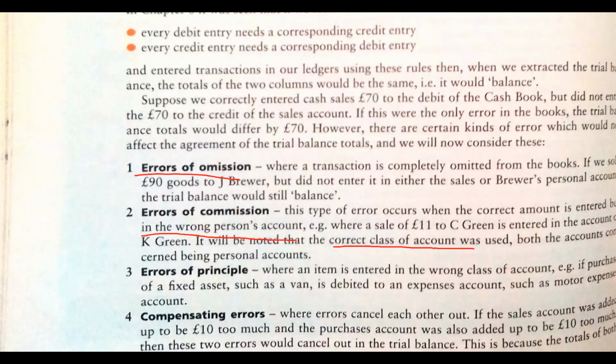The third one is the error of principle. With the error of principle, an item is entered in the wrong class of account. For example, if we purchase a fixed asset, a non-current asset, for example a van, and then we debit this transaction in an expenses account, such as the water expenses account, that error is an error of principle.